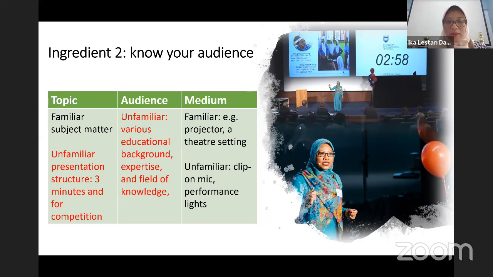I also need to learn about the audience because it's different from the first event that I already shared with you. The audience for this event are varied. They come from various kinds of educational background, not only people from the English language teaching group, but there are many participants who work in medical school, in engineering, economy, something like that. And I need to make sure that they understand my research.